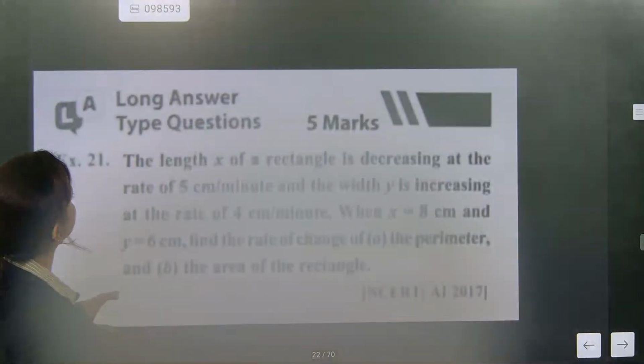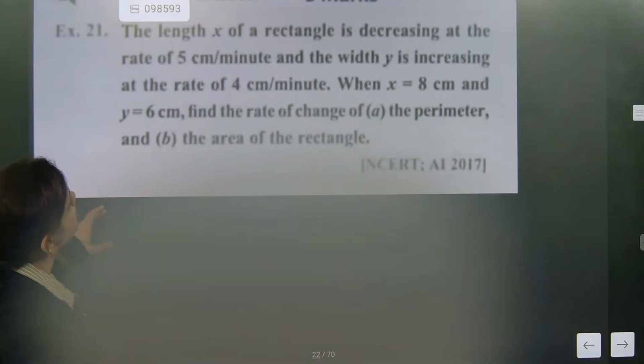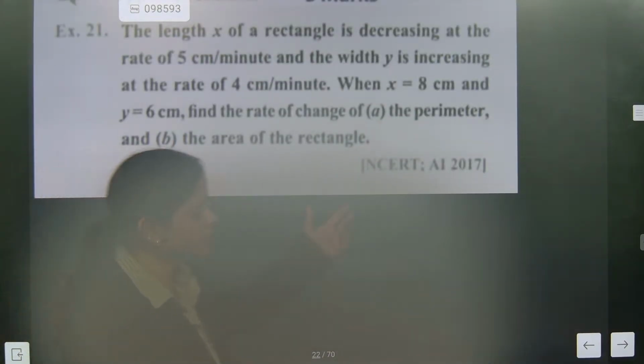And your next question is this one. This is a long 5-mark question. Please handle this question. It is an All India 2017 question. You must solve this question. I'm giving you time to read it. Please kindly solve this question.